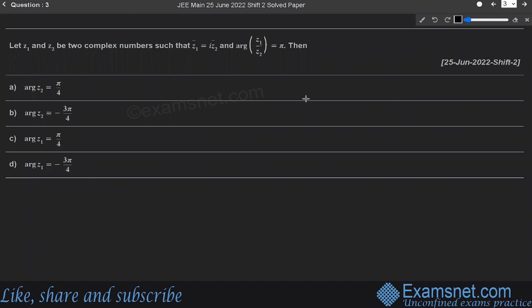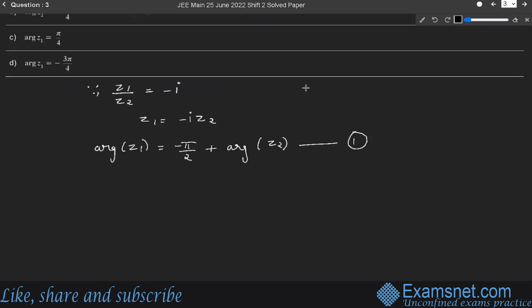Next question is: let Z1 and Z2 be two complex numbers such that the conjugate of Z1 is equal to i times the conjugate of Z2, and the argument of Z1/Z2 is equal to π. Then, we know that Z1/Z2 will be equal to −i. Therefore, we can say that Z1 is equal to −i times Z2. So, the argument of Z1 is equal to −π/2 plus the argument of Z2. Let this be equation number 1.